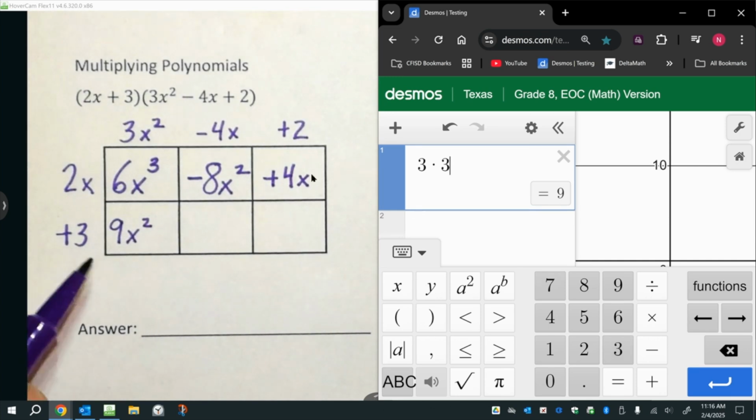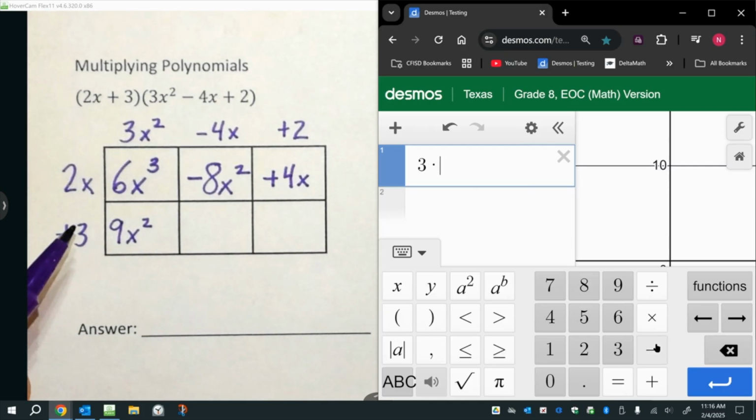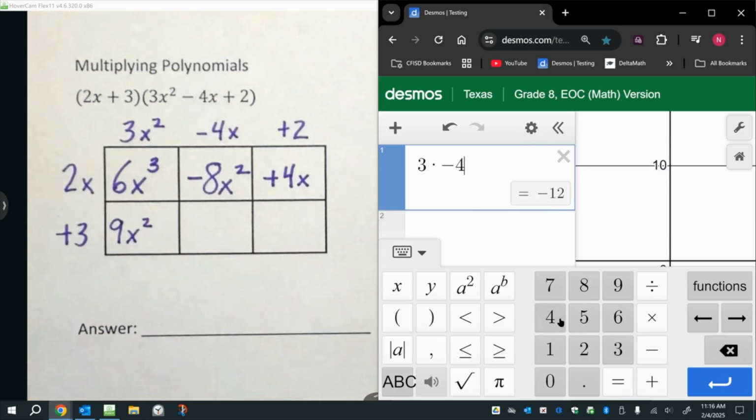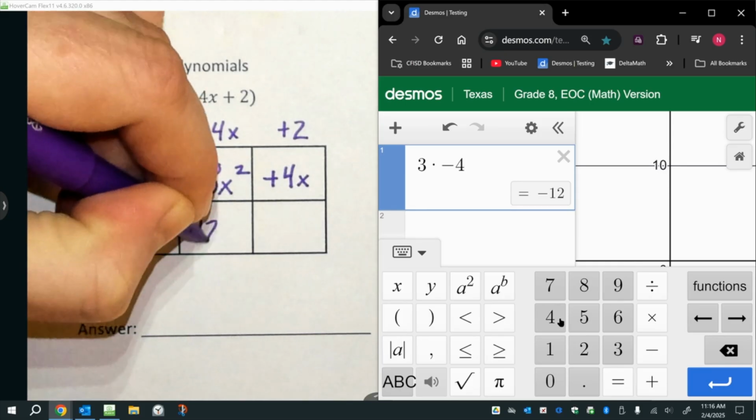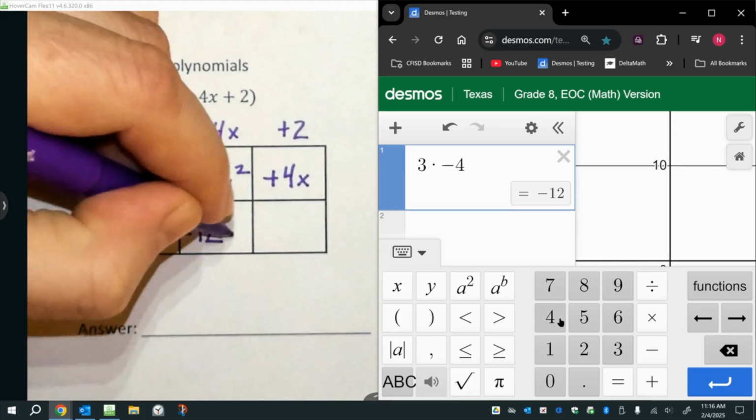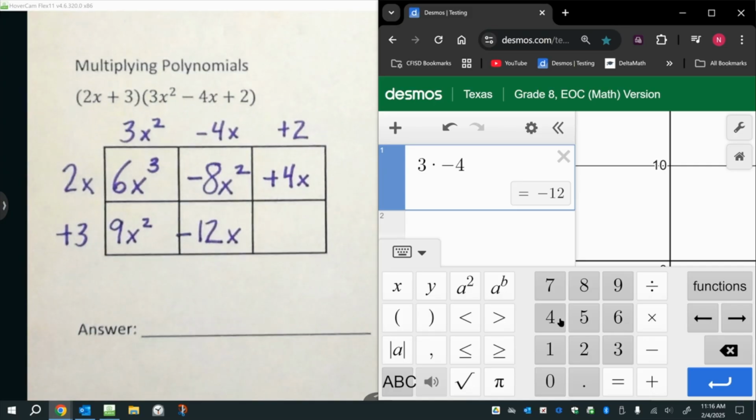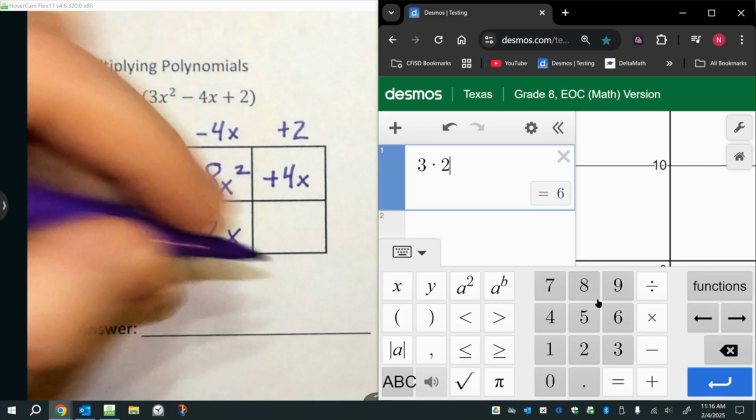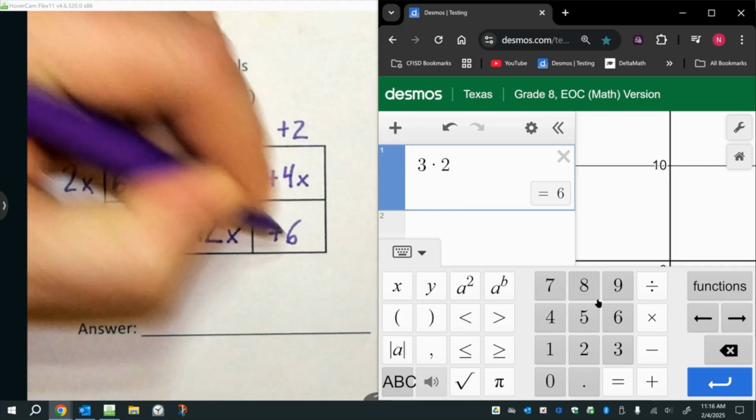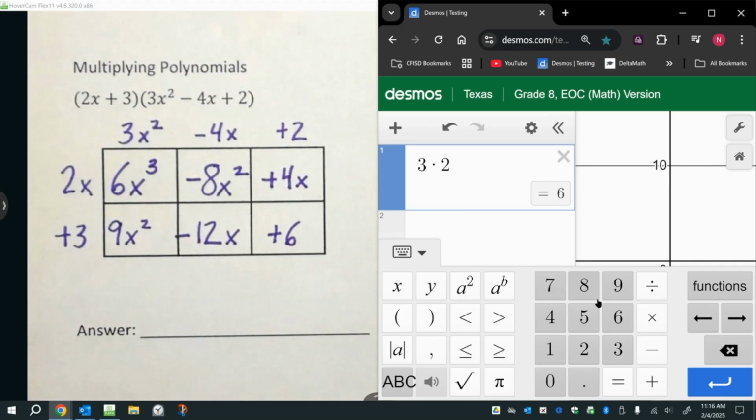Then I'm going to take this 3 and multiply it with negative 4. So get that out of there, negative 4. That's negative 12. That has an x, that doesn't. And then I'm going to take 2 and multiply it with 3. And that's 6. Again, we're multiplying. So I multiplied all the numbers to get into the box.